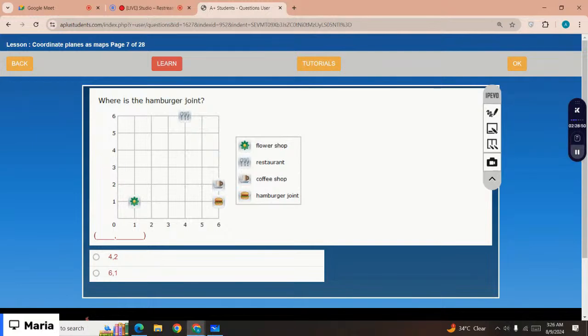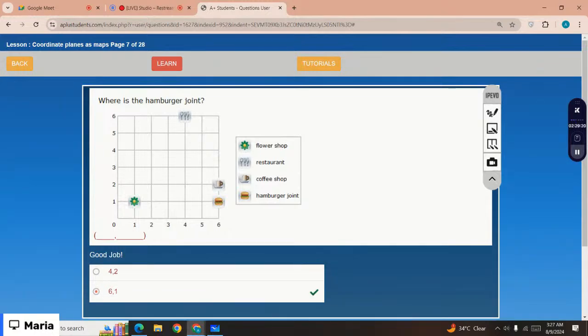Where is the hamburger joint? So which is the correct option? No one is answering the questions. You guys are just here for the chat, right? Here is the hamburger joint, right? That is 6 and 1. Option number 2 is the correct option. Good.